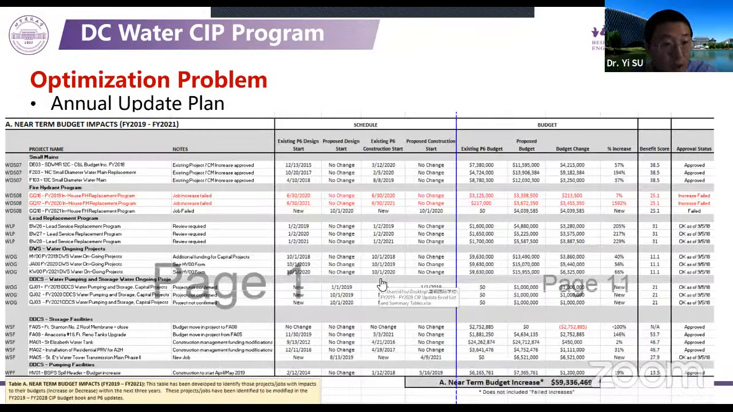Oh, I knew update plan. That's the plan we made for every year: what projects we should build, and then make sure that it is within the budget. So those are the projects under different categories: small main, fire hydrant, lead replacement program, and so on, and the schedule and the budget.